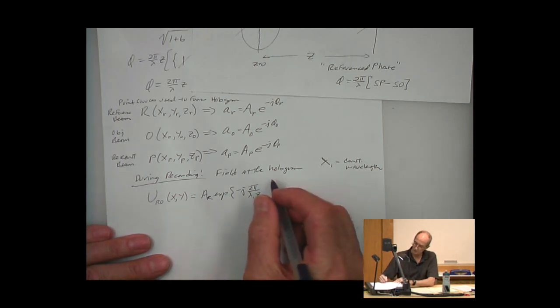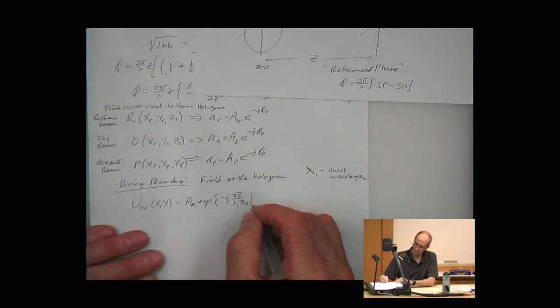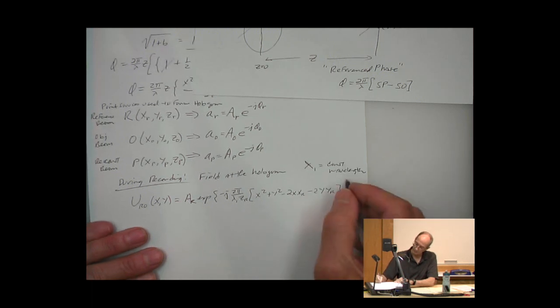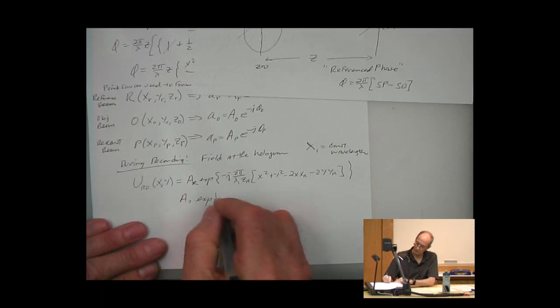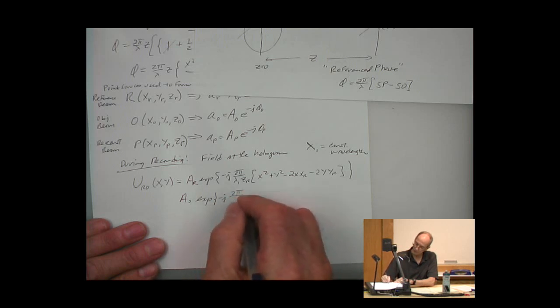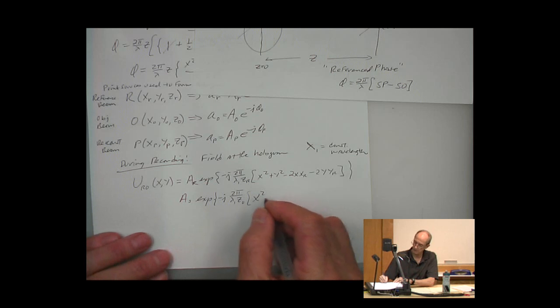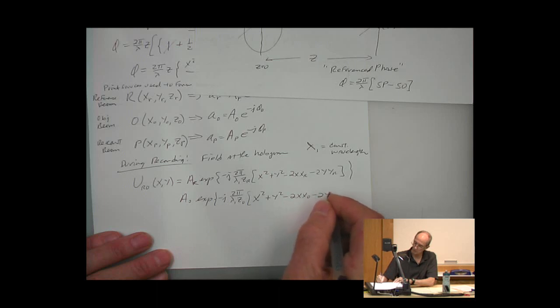And this is now using our result that we have up here. This is times x squared plus y squared minus 2x x_r minus 2y y_r. So that's our reference field, and then the object field is similar: exponential of minus j 2 pi over lambda 1 again during construction, z_o, times x squared plus y squared minus 2x x_o minus 2y y_o. Again, these are the variables in the hologram plane.